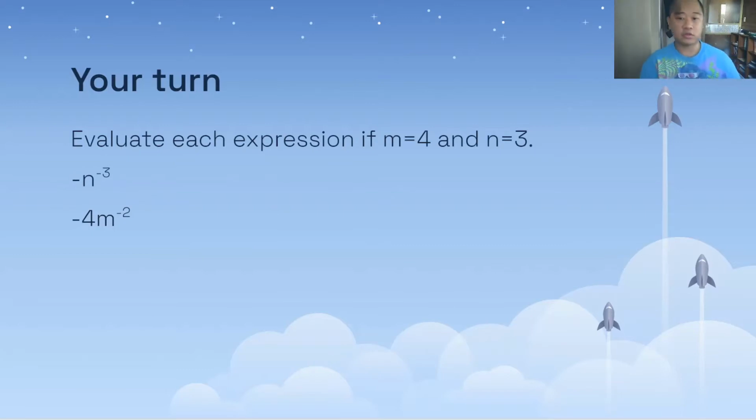Last your turn. So if we have negative n to the negative 3, then this is the same thing as 1 over negative n to the third, right? And negative n, so this is another one that might have been a little bit tricky.